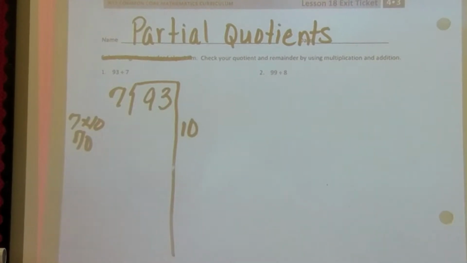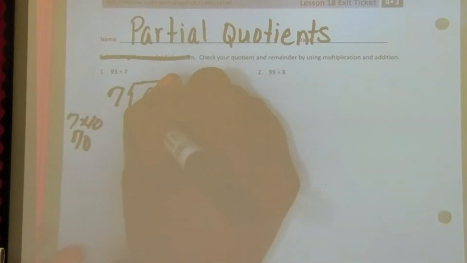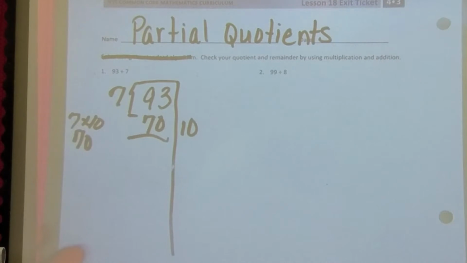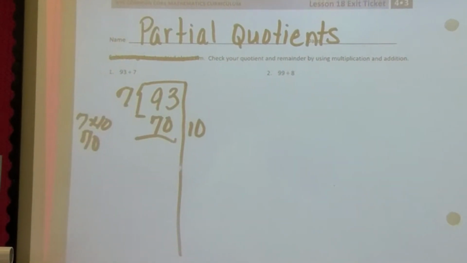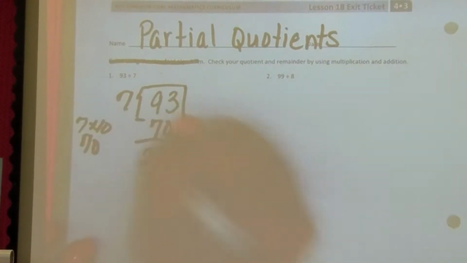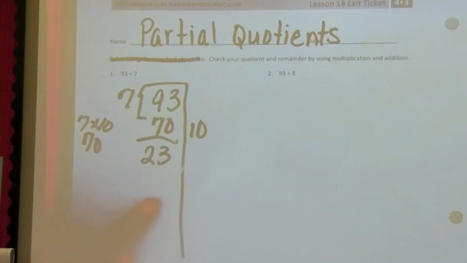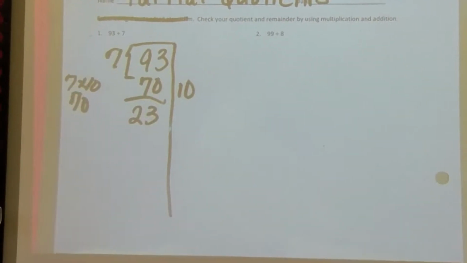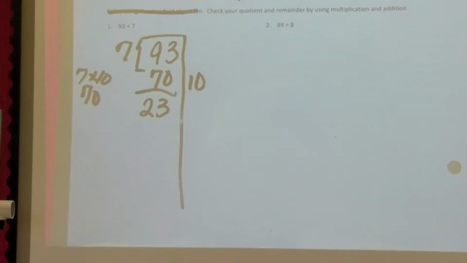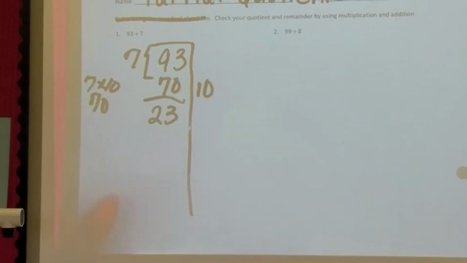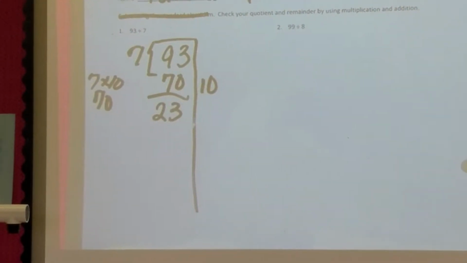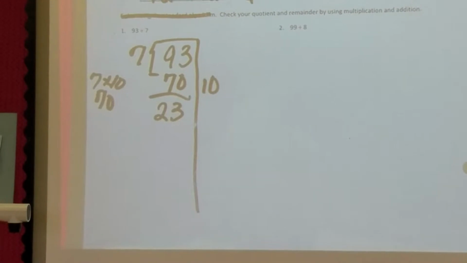7 times 10, or 10 groups of 7, is a total of 70. So I subtract. That would leave me with 23 left. So from this point, we have the students think, okay, what are some 7 multiplication facts I know that will get me to 23 or as close to 23 as possible?